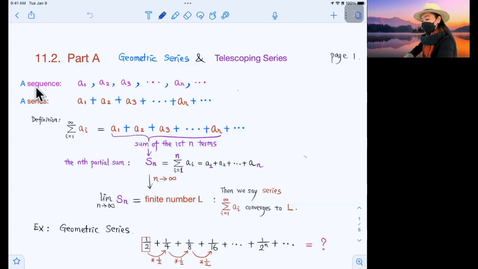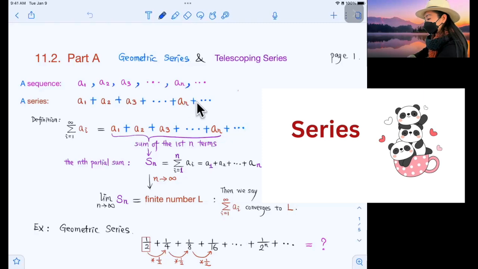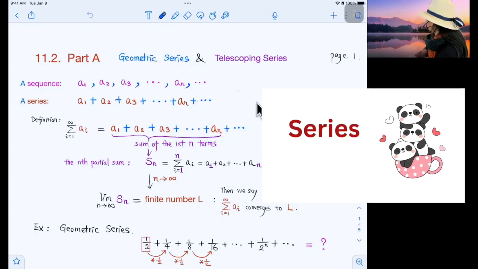Last time we talked about sequence. A sequence is an ordered list of numbers. You just list them, right? You list the numbers in a certain order, and that is a sequence. Today, we're going to introduce a new definition. It's called a series. A series is the sum of all the terms in that sequence. So a1 plus a2 plus a3, and so on. Continue. So you sum them up.